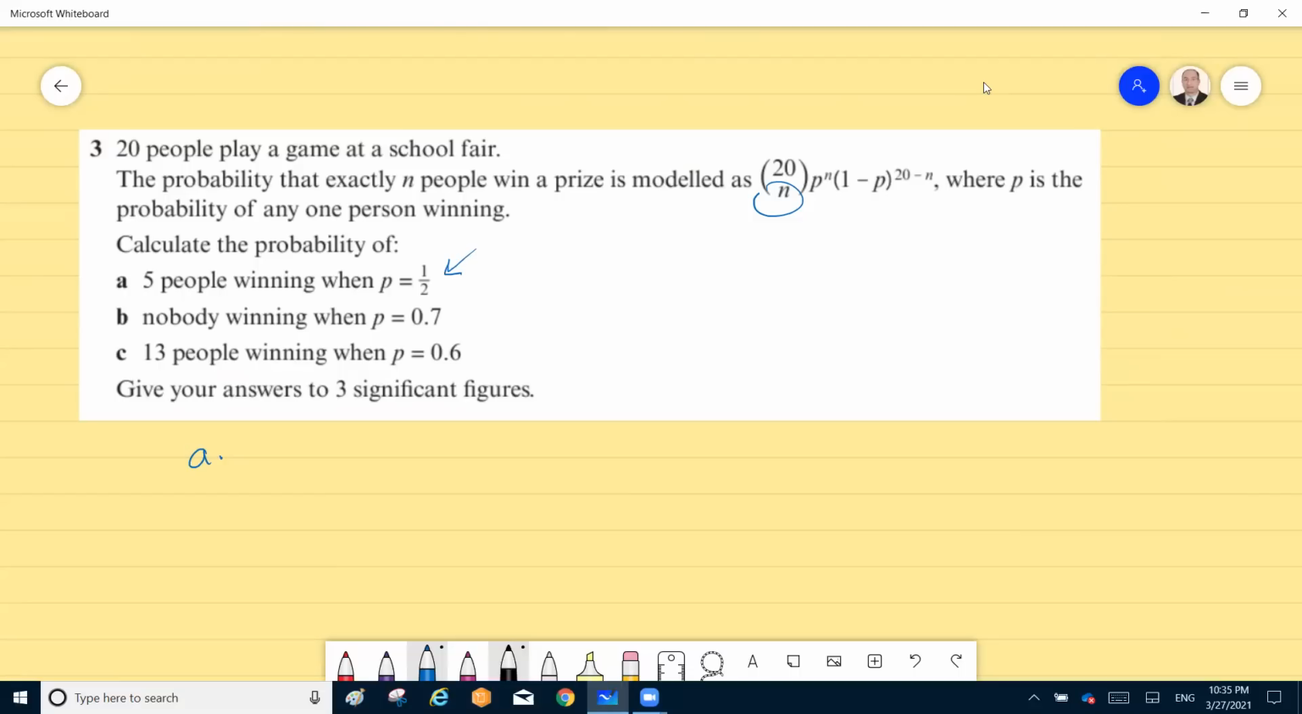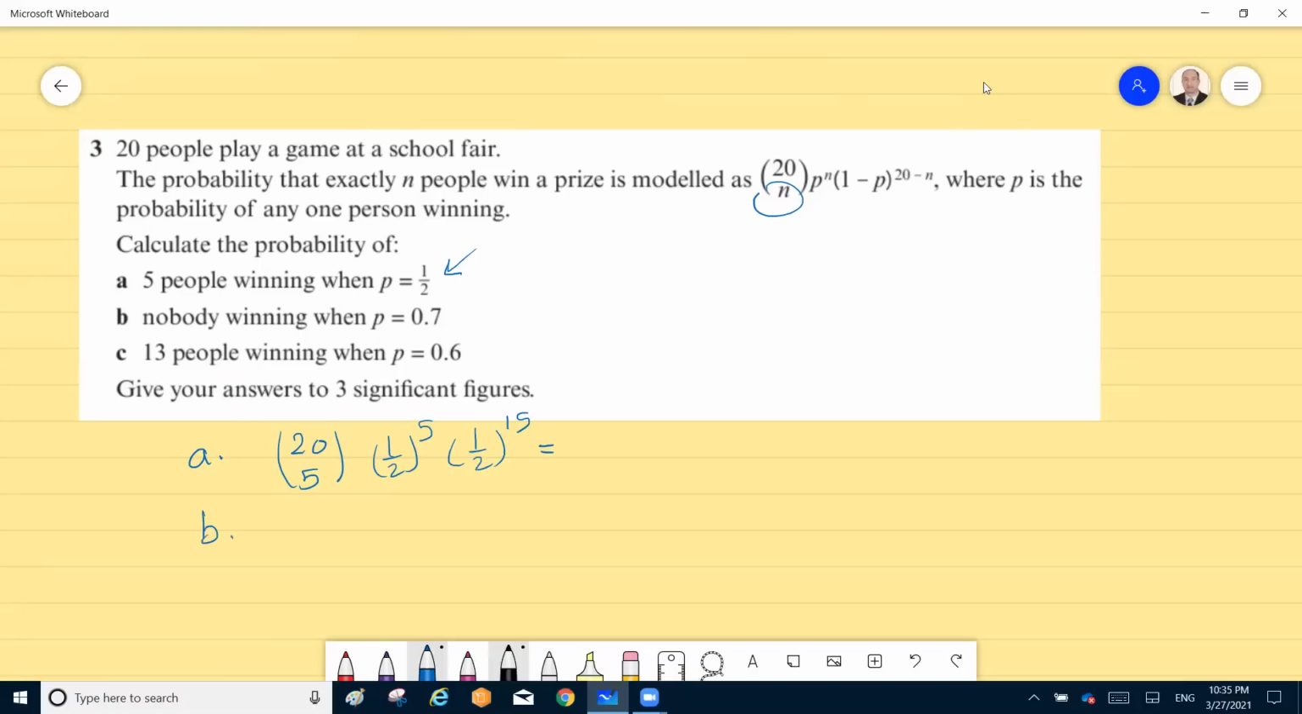I give you one question, and the second one will be the same. So 20C5, okay, into half to the 5, into half also, since 1 minus half is half, to the power of the difference, 20 minus 5, which is 15. And you can calculate this by calculator.